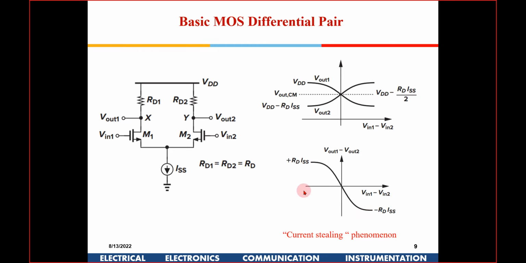One doubt, sir. When we are increasing Vin, I am thinking that ID, that is gm into Vin, is increasing. So as gm into Vin is increasing, the current through RD1 is increasing. Is that correct, sir? Yes.